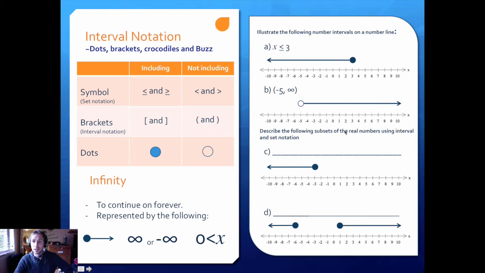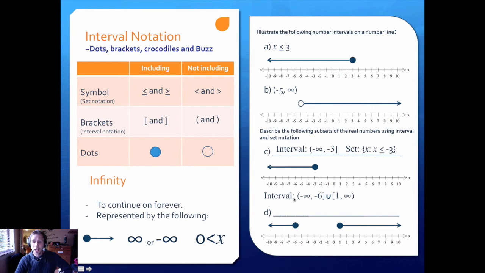Describe the following subsets of the real numbers using interval and set notation. Right, let's have a look at this one first of all. It essentially starts at negative infinity and goes all the way to -3, doesn't it? So we can write that as being from negative infinity, remember, round bracket, to -3, of course square bracket because it's included. And then the set notation, well, that's just the same as saying any x value where x is less than or equal to -3, as you can see.